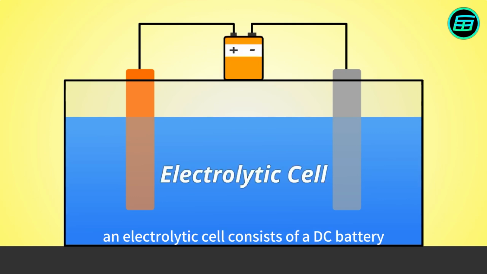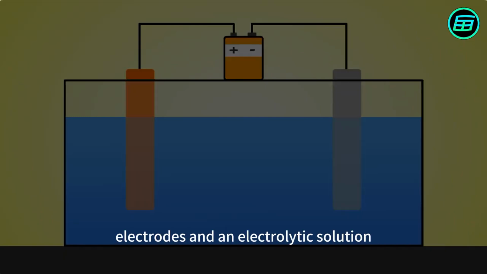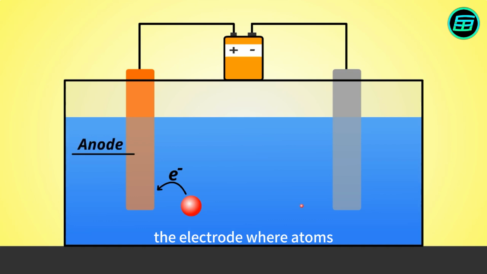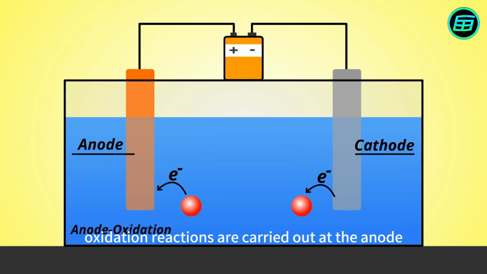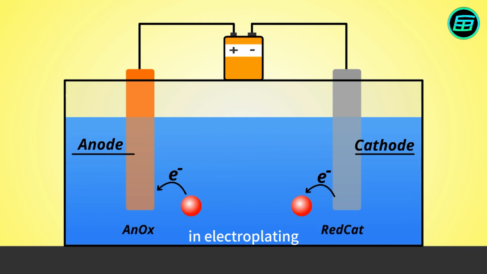An electrolytic cell consists of a DC battery, electrodes, and an electrolytic solution. The electrode where atoms give electrons is called the anode. The electrode where atoms gain electrons is called the cathode. This means that oxidation reactions are carried out at the anode, whereas reduction reactions are carried out at the cathode. In electroplating, the anode should be positively charged and the cathode negatively charged.